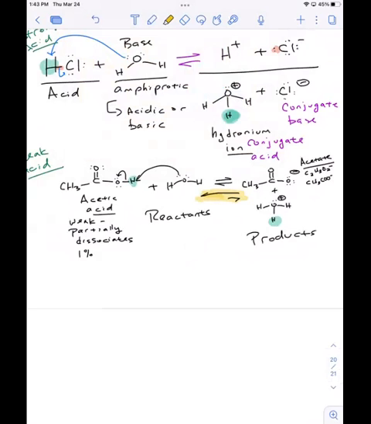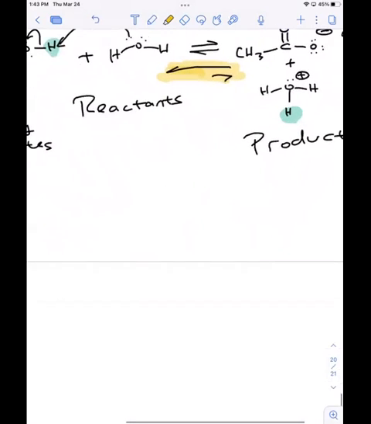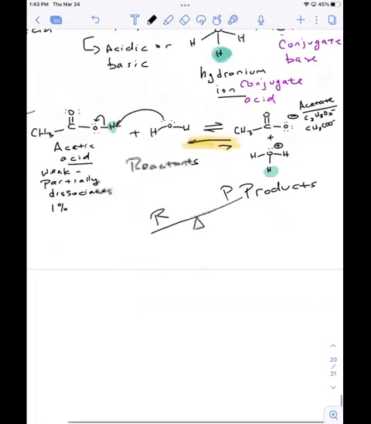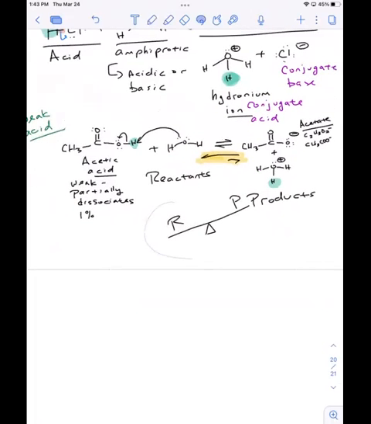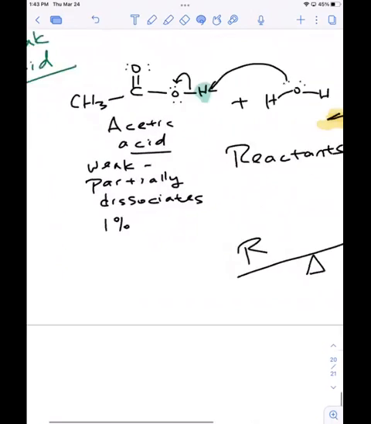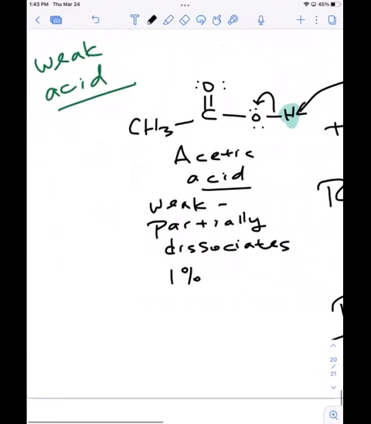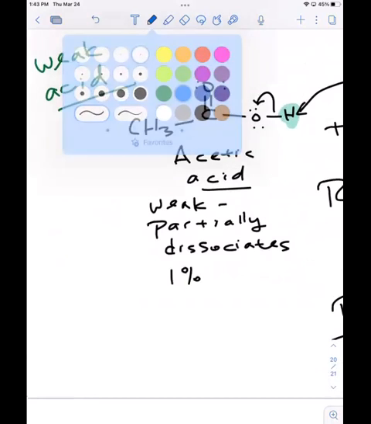So think about this, like I mentioned to the class this morning, like a seesaw. The seesaw will be tilted this way, to the reactants. All right, and we'll talk more about this, especially in organic with acids like acetic acid, because this is what we consider an organic acid.